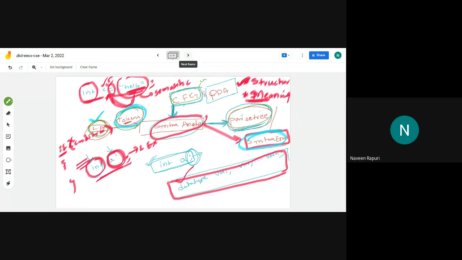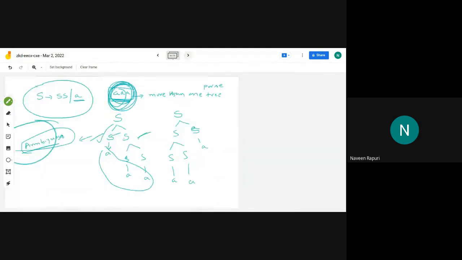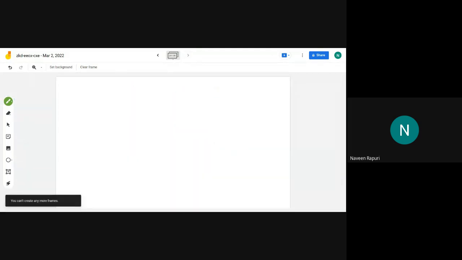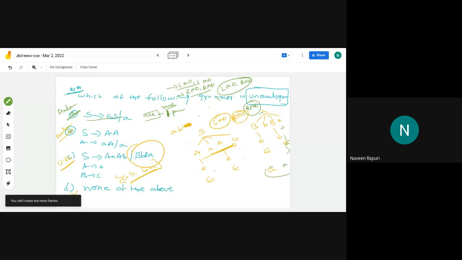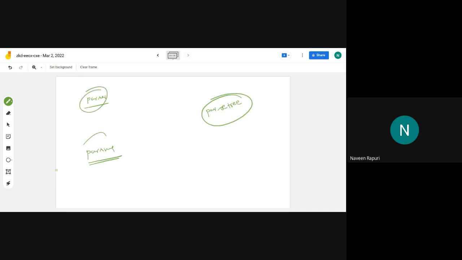Sir, here I am having a question. What is the difference between parser and parsing? What is the parser and parsing? We know about the parse tree. What is parser? What is parsing?